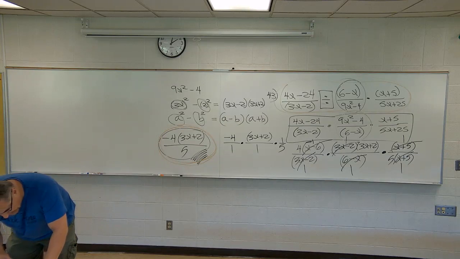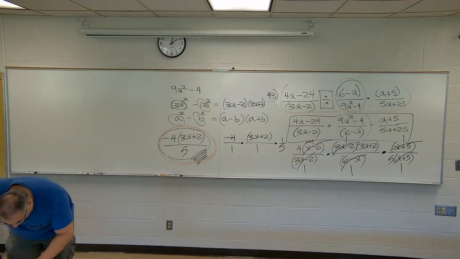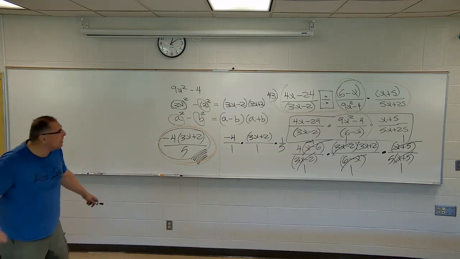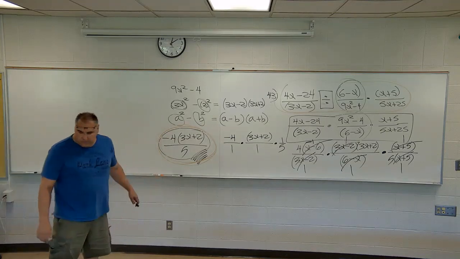That was 43. Let me just check it, guys. I'm a little apprehensive sometimes. I don't want you guys to get any kind of trouble here. For 43, the answer is -4 times the quantity 3x plus 2 over 5. Yeah, there it is. Good problems, guys. Good problems.